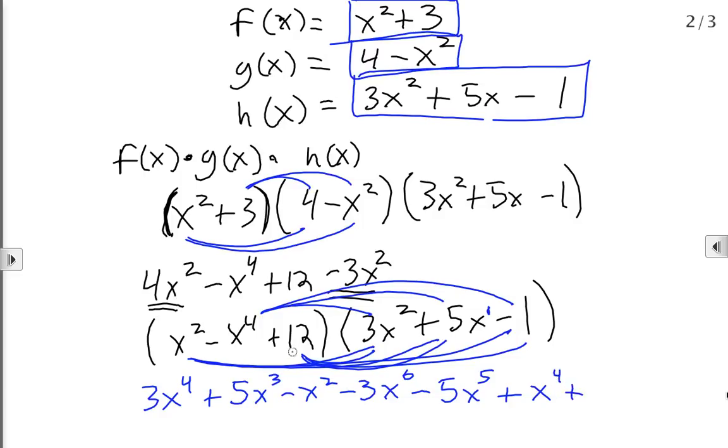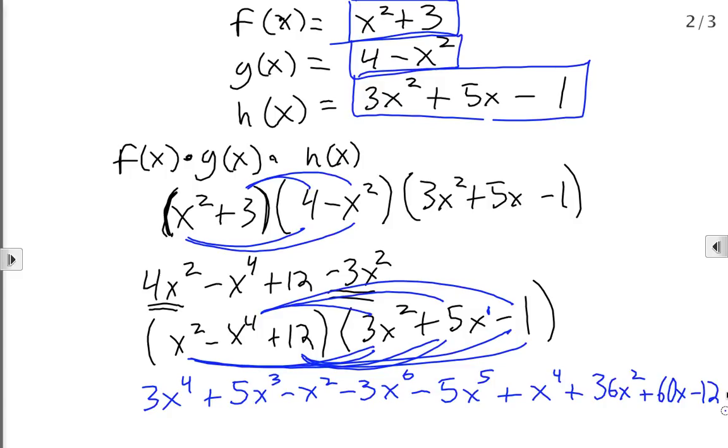All right, and then we still have 12. 12 times 3x squared is 36x squared. 12 times 5x is plus 60x. Oop, running out of room. And then 12 times negative 1 is minus 12.